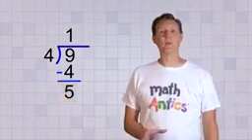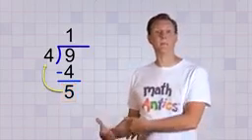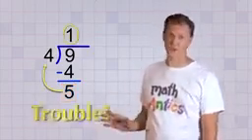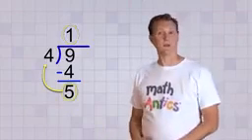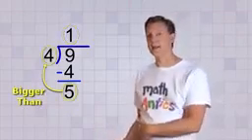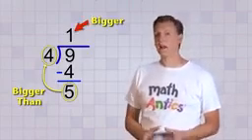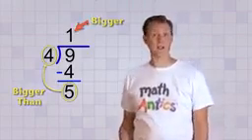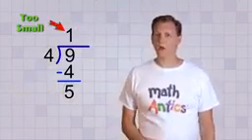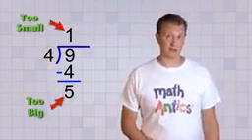In fact, the remainder is bigger than the number I'm dividing by, and that's why this answer is trouble. If the remainder is bigger than the number you're dividing by, it means that you should have picked a bigger answer, because each of the groups you're dividing up into could have gotten more than they did. Your answer was too small, and so the remainder was too big.